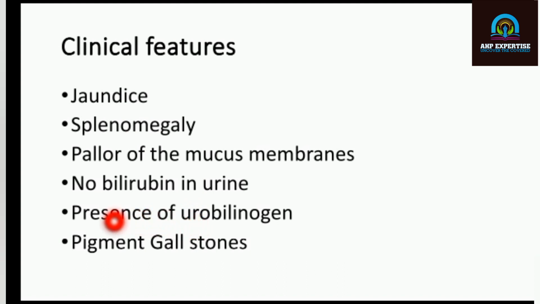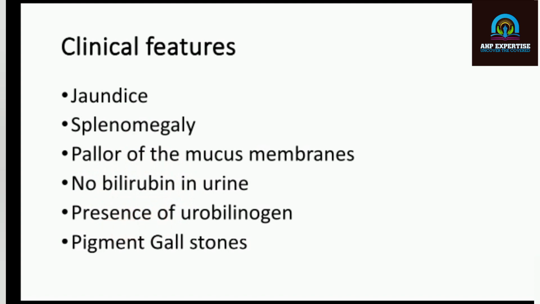All right. Then if there is no bilirubin in the urine, this means that this bilirubin will be in the gallbladder. Because of the presence of this bilirubin in excessive amounts in the gallbladder, it results in the formation of pigments, which then result in the formation of gallstones.